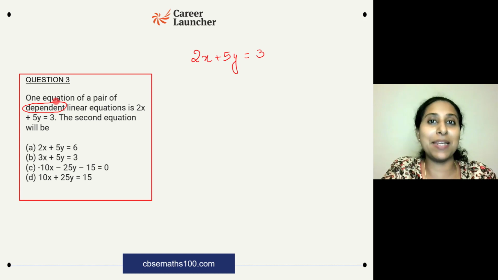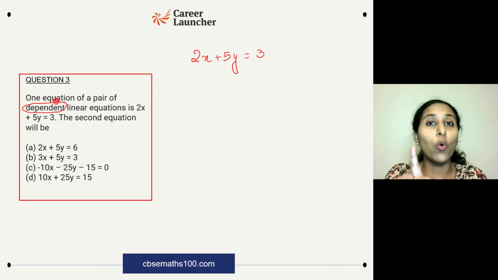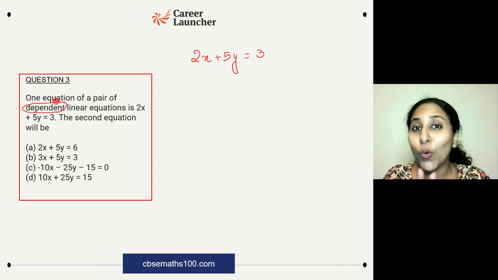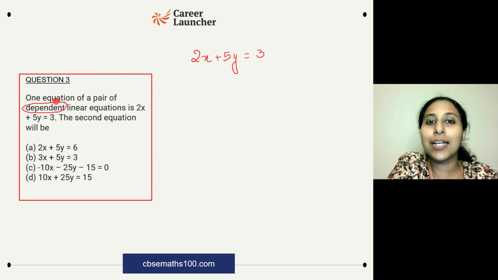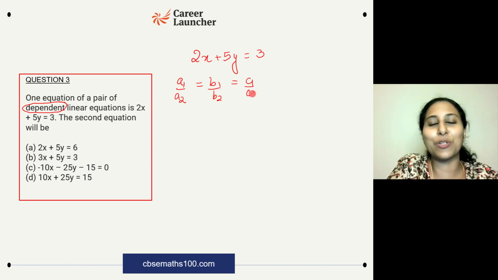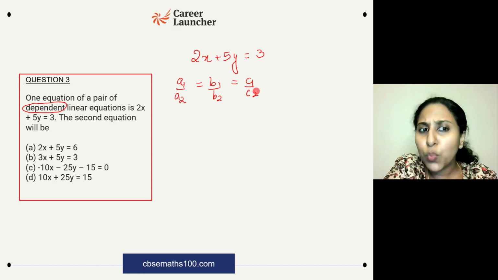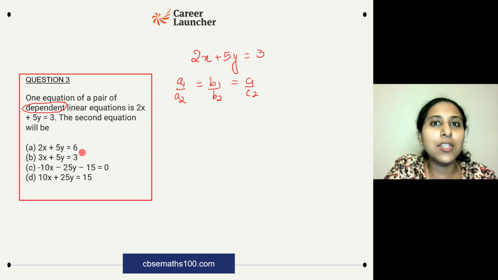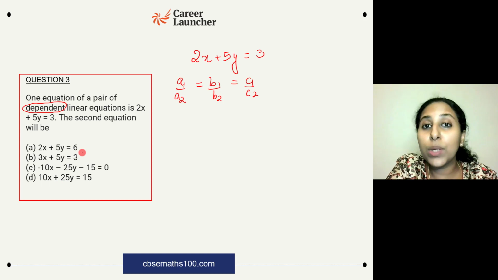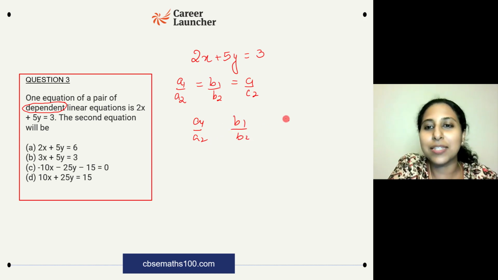What does dependent mean? Please remember, a dependent system means that the two lines have to be coincident. They have to be on top of each other, right? And for coincident lines, what is the condition? The condition is A1 by A2 equals B1 by B2 is equal to C1 by C2. This is the condition. So we need to see which of the given answer choices satisfies this condition with the given equation. Let's find out this ratio for each of the answer options.